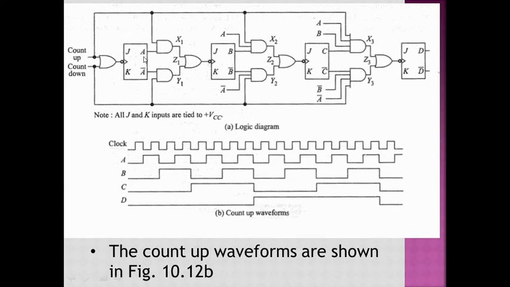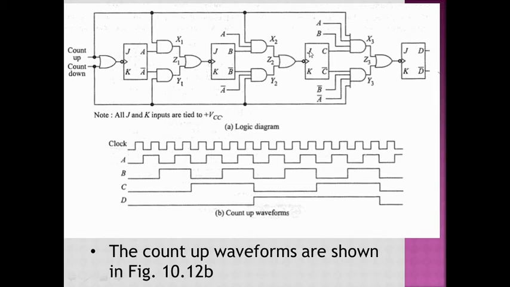Whenever A is low, A bar is going to be high. So whenever A bar is high, that means whenever A is low, the clock pulse will pass through X1 and then through Z1, and it will be available to flip-flop B. So on the negative edge of the clock pulse, flip-flop B is going to be toggled. The same thing happens when A is low and B is low: then A bar is high and B bar is high, Y2 is enabled and ready to pass the second clock pulse, and it passes through Z2 because it is simply an OR gate, and it is available to flip-flop C.